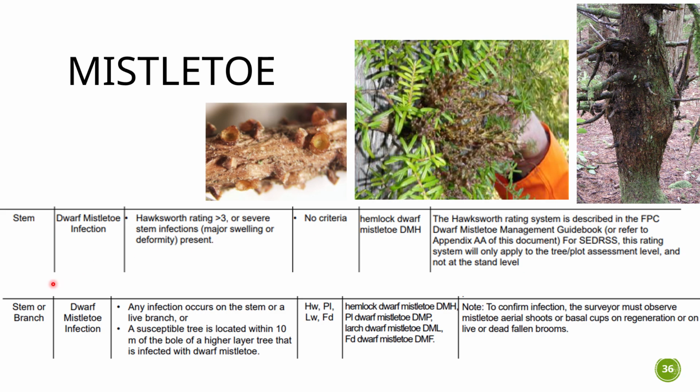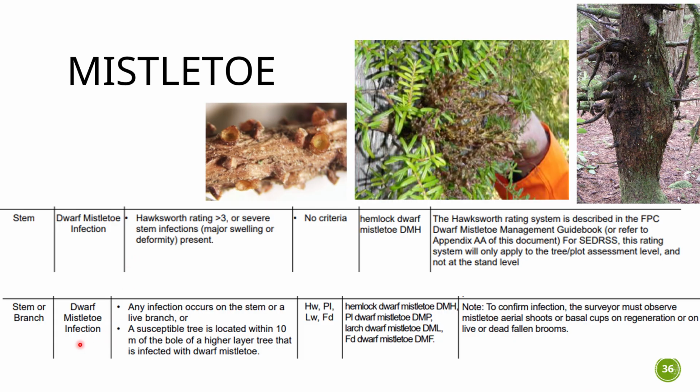Now, in contrast, here we have the criteria for your layers 2, 3, 4 from table 28 of FS660. A layer 2, 3, 4 tree is unacceptable if there is any mistletoe infection on the stem or a living branch. The severity does not matter. Now, to confirm the infection, you do need to observe basal cups like this, or aerial shoots on the region like this, or you need to have found a live or dead fallen broom.